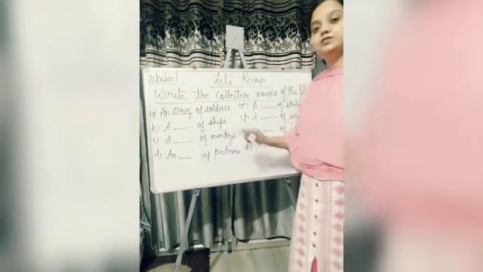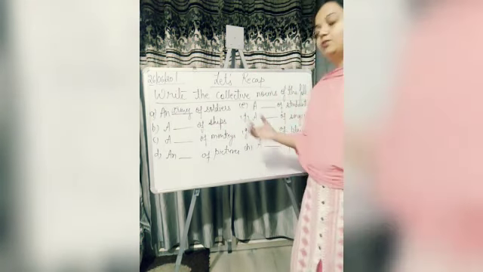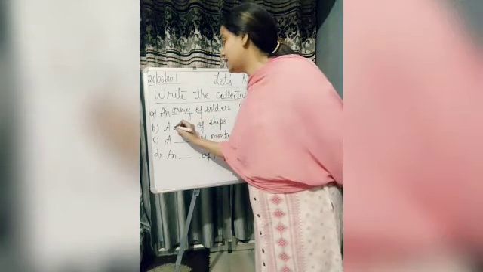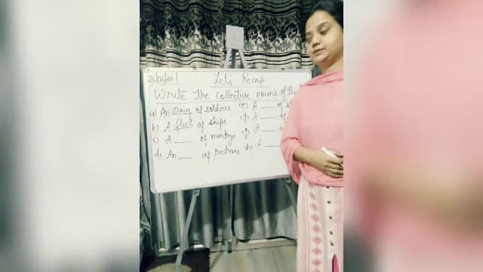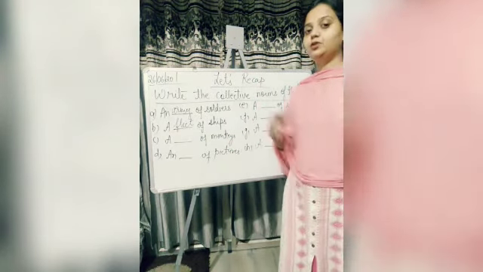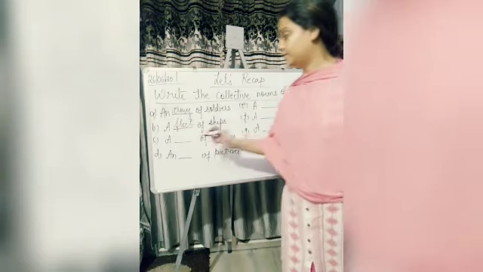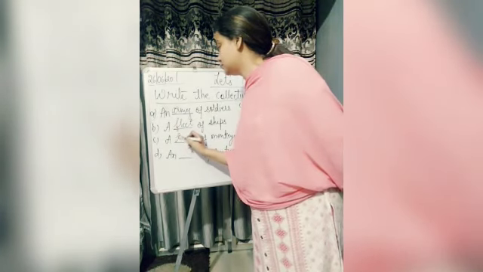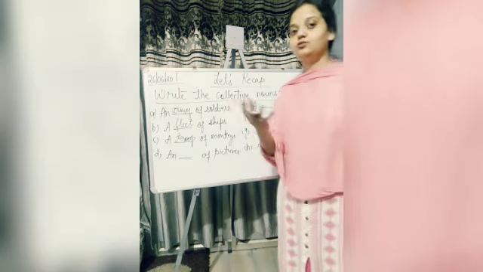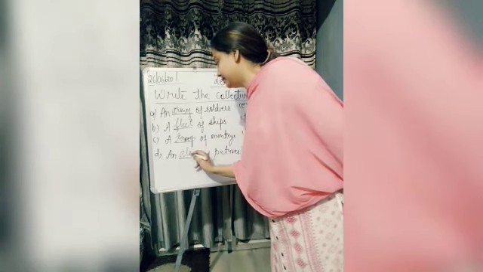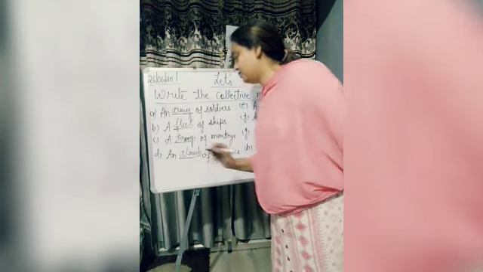Then a dash of ships, when lots of ships are together, what do we call it? We call it a fleet of ships. A dash of monkeys, when lots of monkeys gather together, we call it a troop of monkeys. Then a dash of pictures, when lots of pictures are together, we call it an album. An album of pictures.